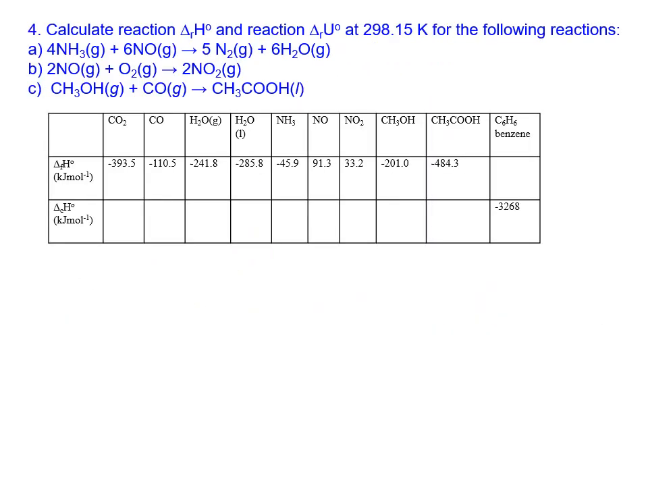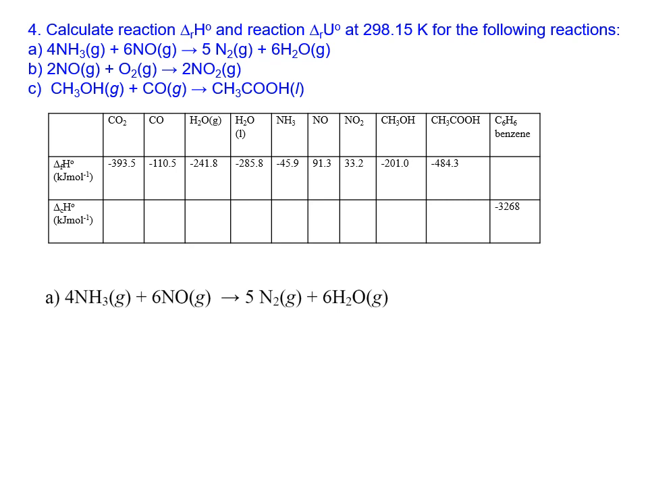So question number 4 asks you to calculate the reaction enthalpy and the reaction internal energy at 298.15 Kelvin for the following reactions. It gives you the table of formation enthalpy and the combustion enthalpy for different substances. First, let's start with question A. Write the reaction equation: the ammonia and NO form nitrogen gas and water. And to calculate reaction enthalpy, we need to find the formation enthalpy of the product and the reactants.